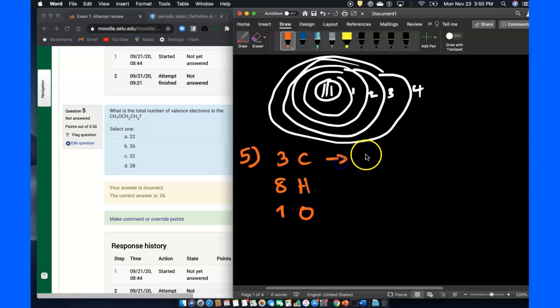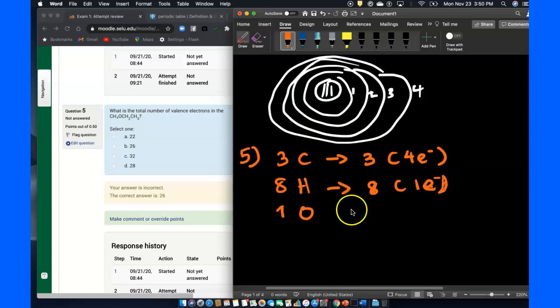Now, for each carbon, you're going to have 4 valence electrons because it belongs to the 4th group of the periodic table. For each hydrogen, you're going to have 1 valence electron. It's in the first group, first column of the periodic table. And for each oxygen, you're going to have 6 electrons. It's in the 6th main group of the periodic table.